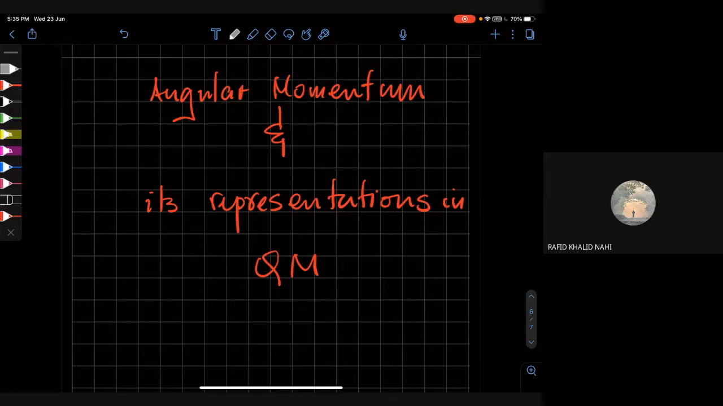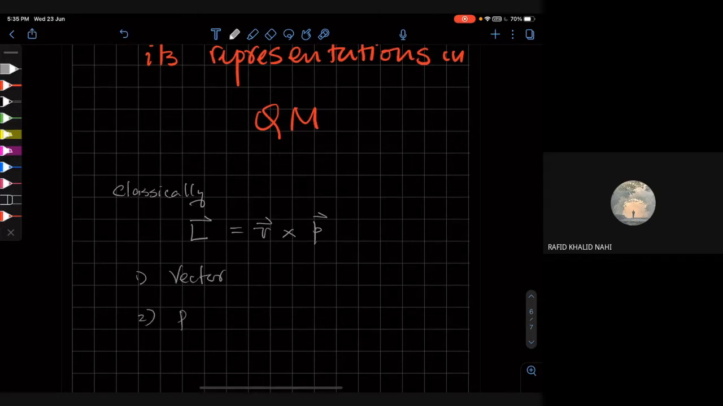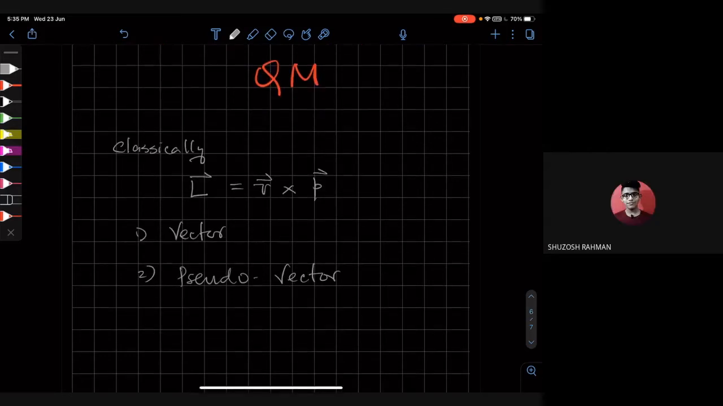Okay, so what is angular momentum? Classically, you know this. Classically, angular momentum is given by r cross p, right? Where r is the position vector. Okay, so question number one, is angular momentum a vector or is it a pseudo vector? It's a pseudo vector as far as I know. Okay, what is a pseudo vector?